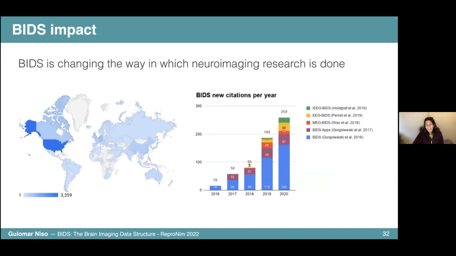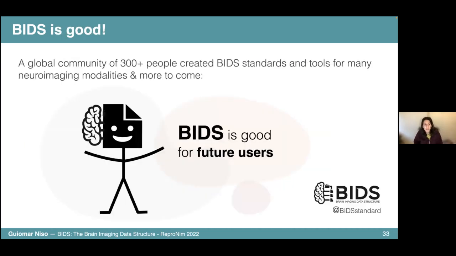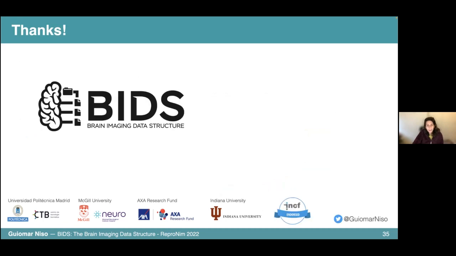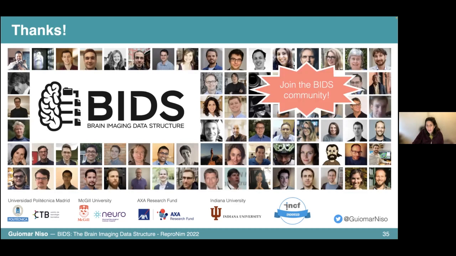And yeah, BIDS is changing the way in which neuroimaging research is done. And a global community of over 300 people created BIDS standards and tools for many neuroimaging modalities, and more to come. BIDS is good for future users, and also very good for future you, because if you have your data organized now, then in the future you will really be thankful for that before you forget all the details of how things were organized. And yeah, I want to thank you very much and encourage you to join the BIDS community.